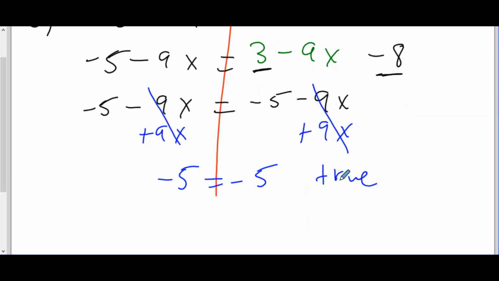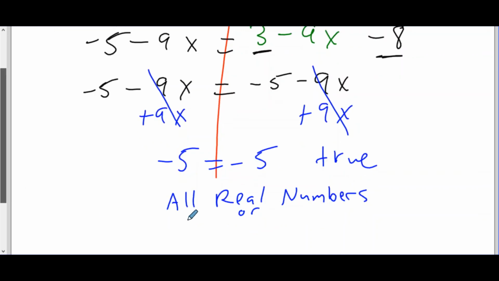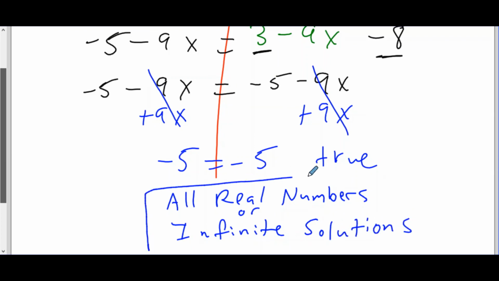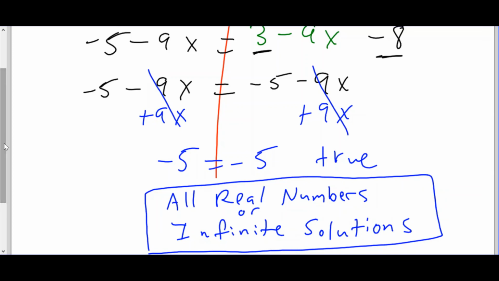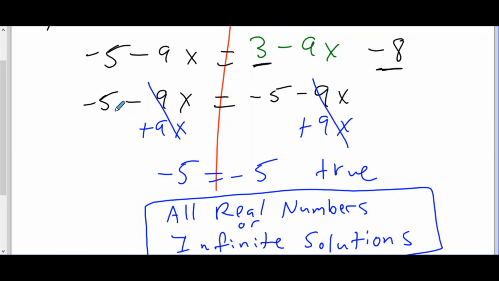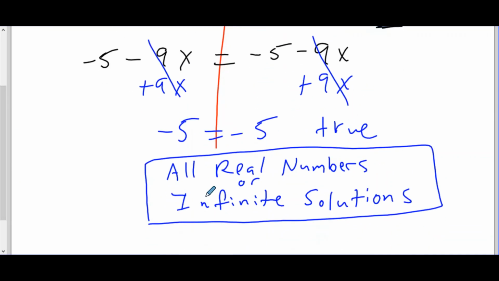Since it is a true statement, that tells me that the answer to this problem is all real numbers, or you could also write infinite solutions. Again, you have to write one of those two things as your final answer, and it's all real numbers because going back to this step, they're exactly the same. So no matter what number you put in for x, both sides will end up equaling each other. So every real number is a solution here.